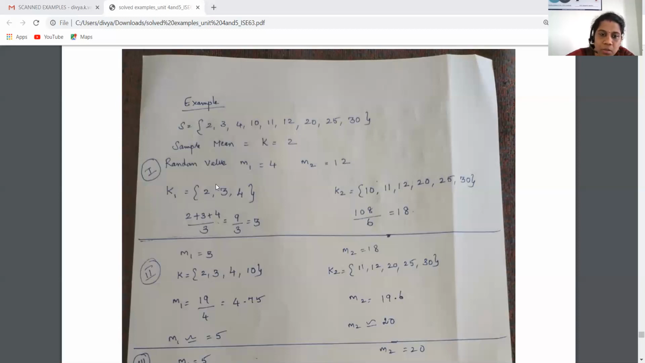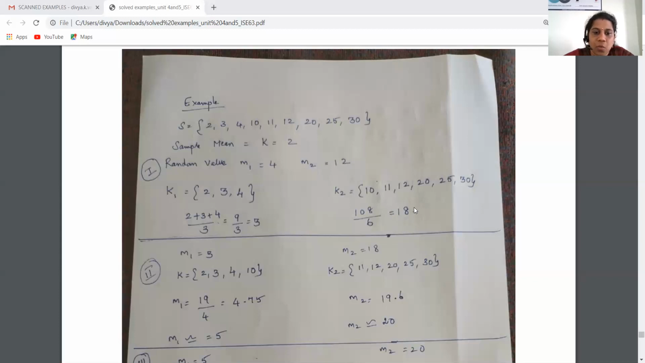Now based on this, we want to calculate the actual mean value. We calculate the actual mean value of the first cluster as 2 plus 3 plus 4 divided by 3. So 9 by 3, the mean value is 3. Similarly, for the second cluster we calculate the mean: 10 plus 11 plus 12 plus 20 plus 25 plus 30 divided by 6. We get the mean value as 18.